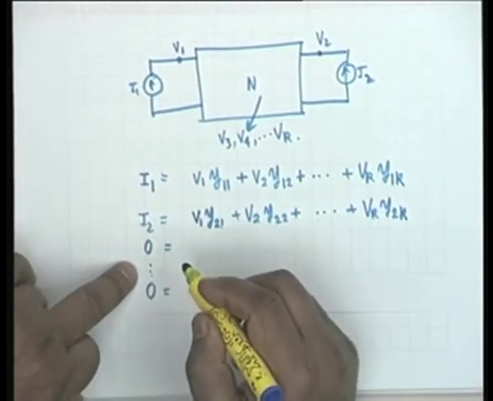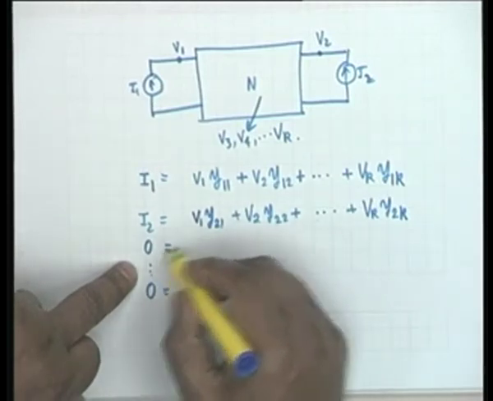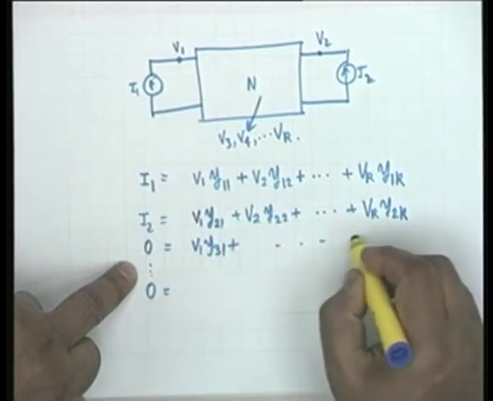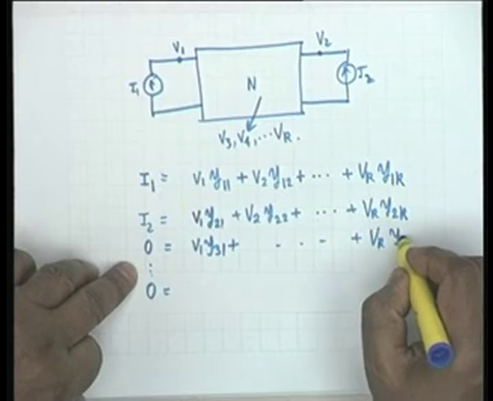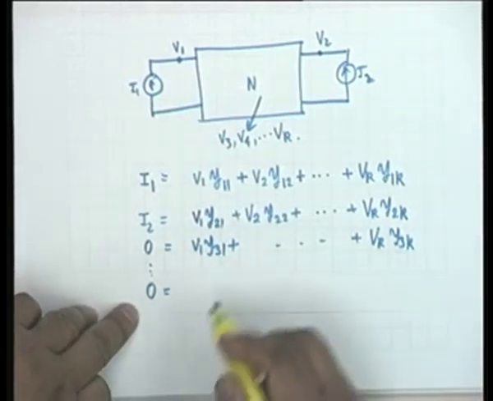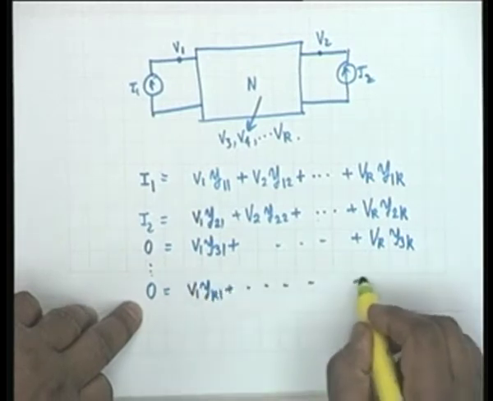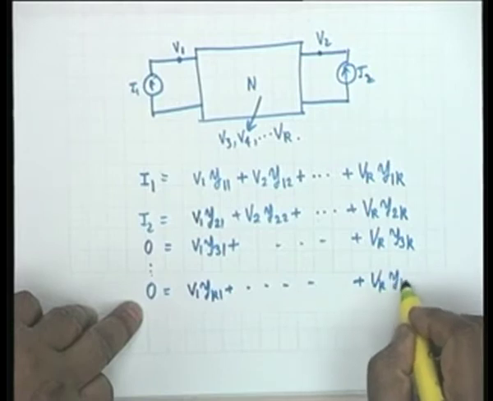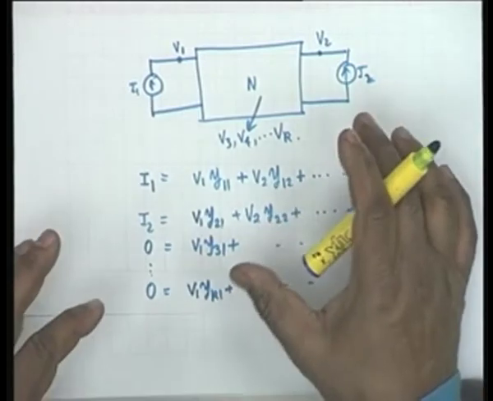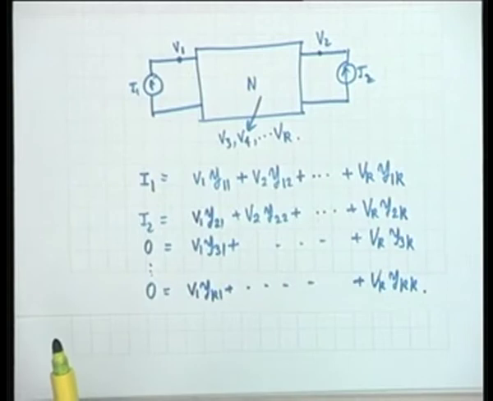The third node, there is no source there, and I write 0 equal to V1 y31 plus etc. plus Vk y3k, and the final node equation, the kth node, shall be V1 yk1 plus etc. plus Vk ykk. This is the general form. We will take an example later to show how this is obtained, but in general I can write these equations.